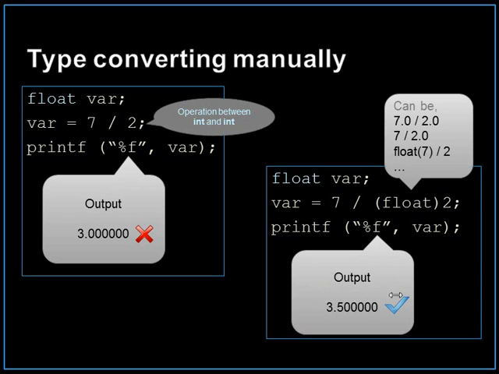Now there are approaches how you can convert one of the values to floating. You can write 7.0 by 2.0 or 7 by 2.0 or float in brackets 7 by 2, and there are several other ways.